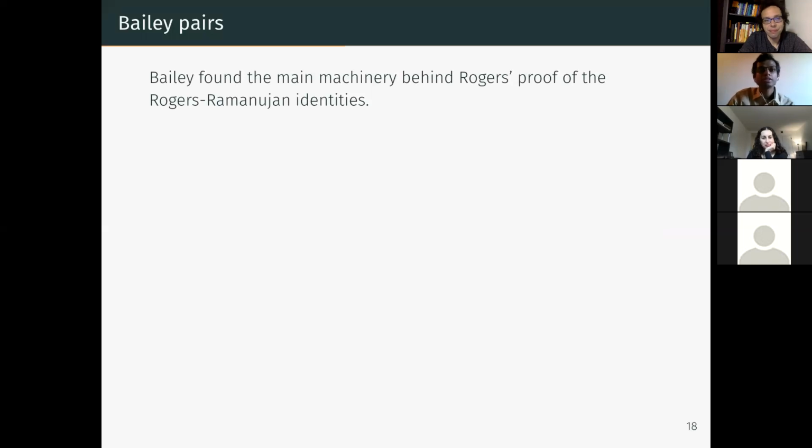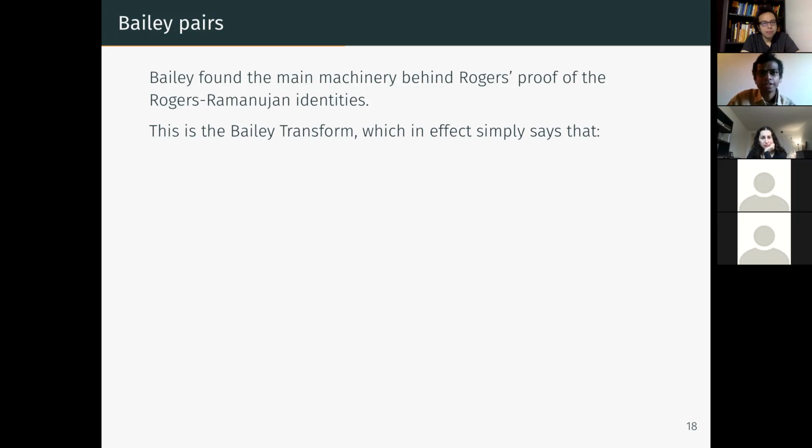Okay, so there is this mechanism of Bailey pairs on the level of q-series. And Bailey, in the 1940s or so, found the main machinery behind Rogers' proof of the Rogers-Ramanujan identities. Rogers had actually proved all these identities, but his work was forgotten. The key to it is what is called the Bailey transform, which at the end of the day is just a matrix equation. You have a vector, and it's m, a matrix, times another vector, and you have another pair of such things. It's a really stupid looking thing.